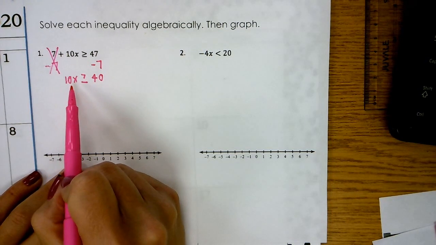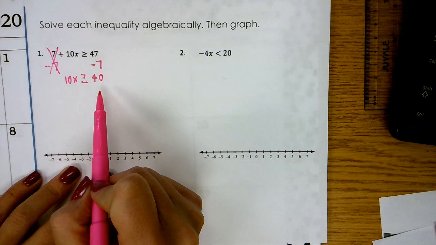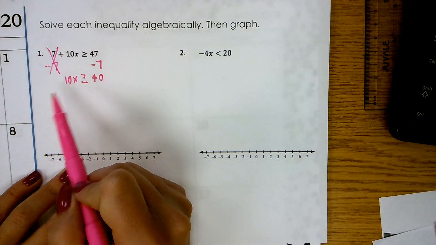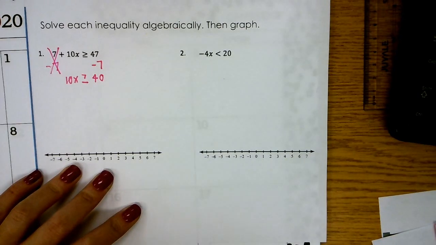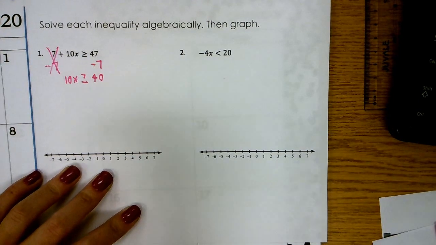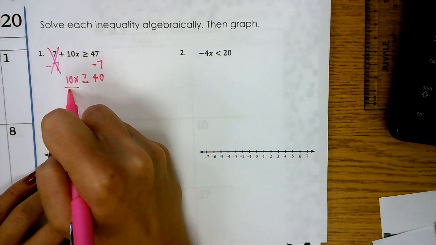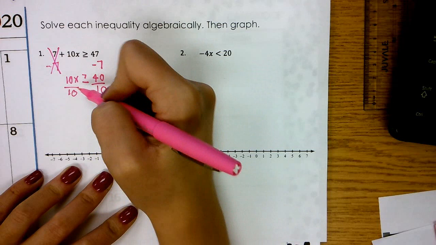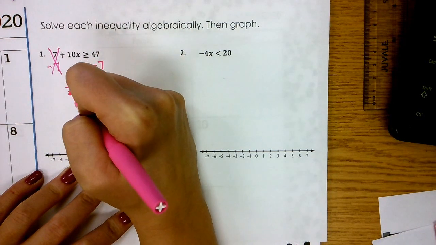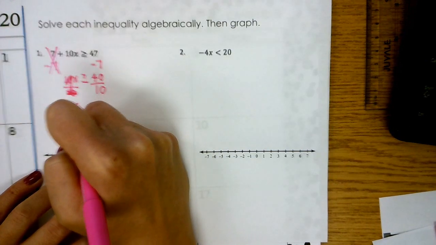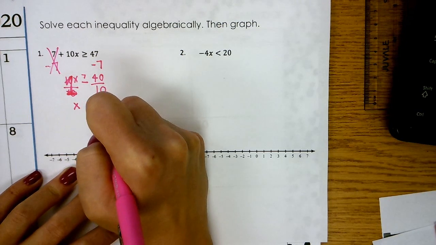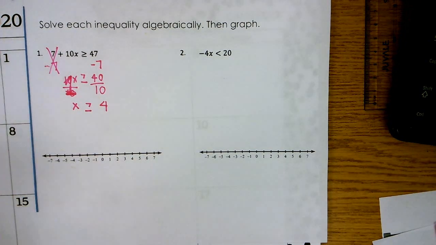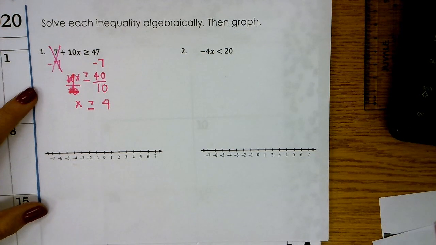Now we have 10 times x is greater than or equal to 40. The inverse of multiplication is division. So to undo our multiplying by 10, we're going to divide by 10 on both sides of the inequality symbol. 10 divided by 10 gives us a giant 1. So 1x, which we just write as x, is greater than or equal to 4. Now that we have that solved algebraically, we're going to take it and put it on the number line.